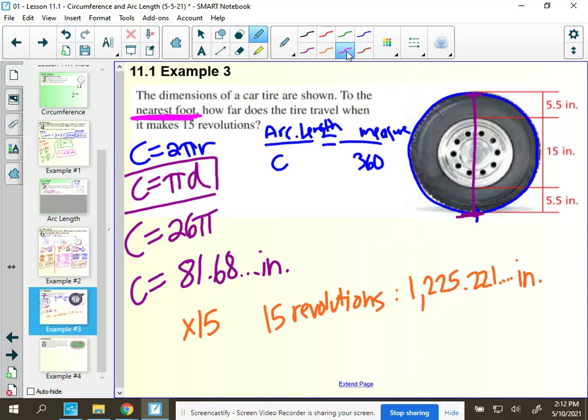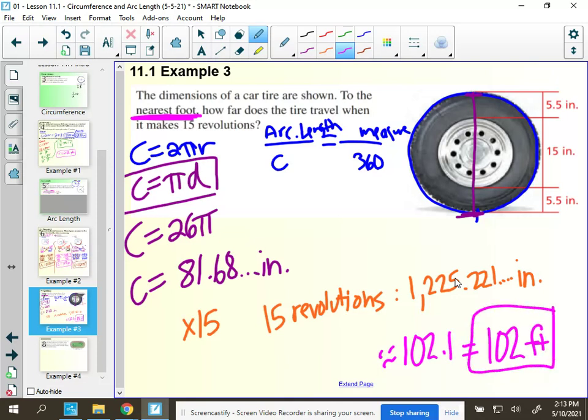If that's the correct number in inches, I need to divide this by 12, right? There's 12 inches in a foot. So if I take 1,225.221, which I haven't cleared, divided by 12, here is my final answer: 102.1, and it was to the nearest foot, so about 102 feet. Here's what I would put in my answer blank.